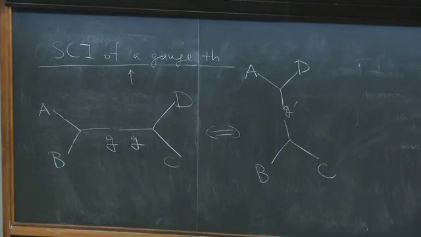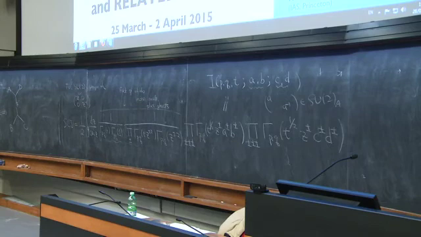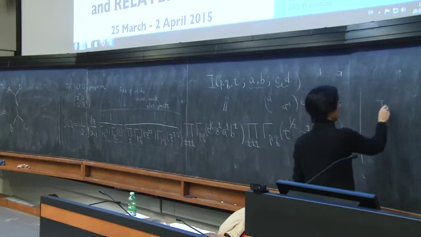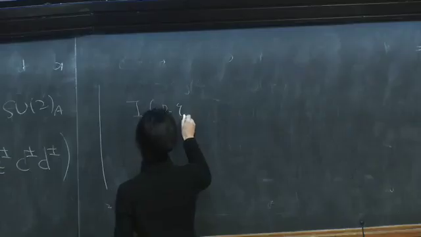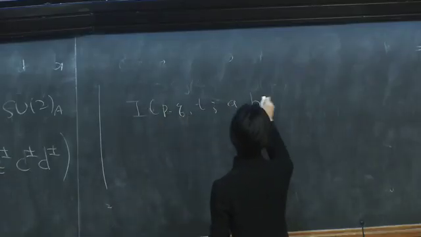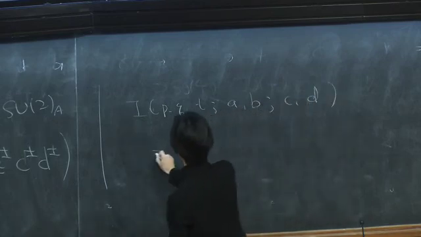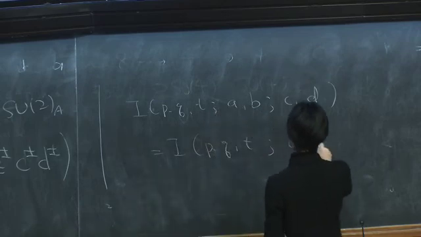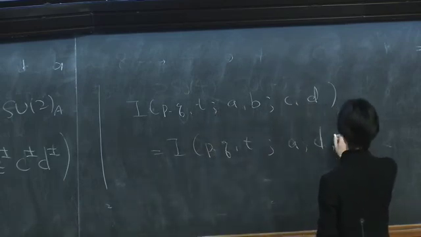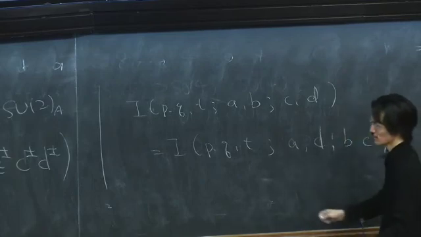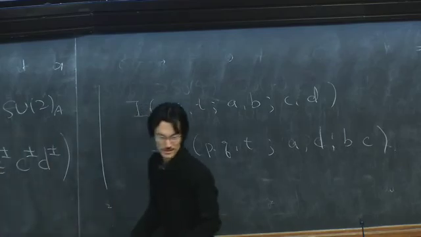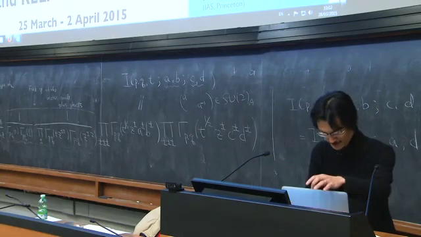So the question is, if this duality is really true, we should have I(PQT; A, B; C, D) equal to I(PQT; A, C; A, D, B, C), right? This is not at all obvious. How can you change B and D? So let's check that. Let's see if it works.